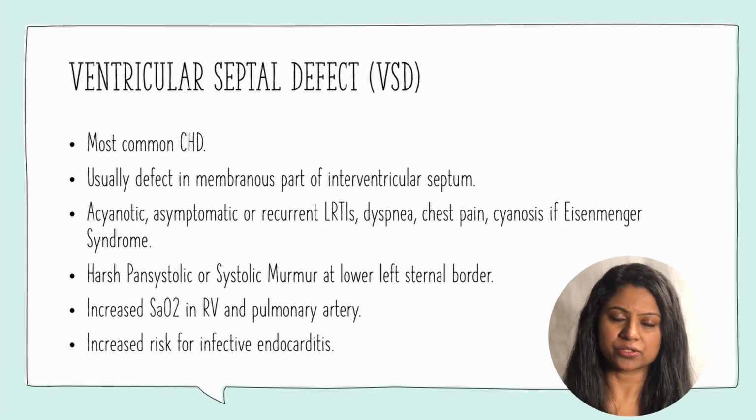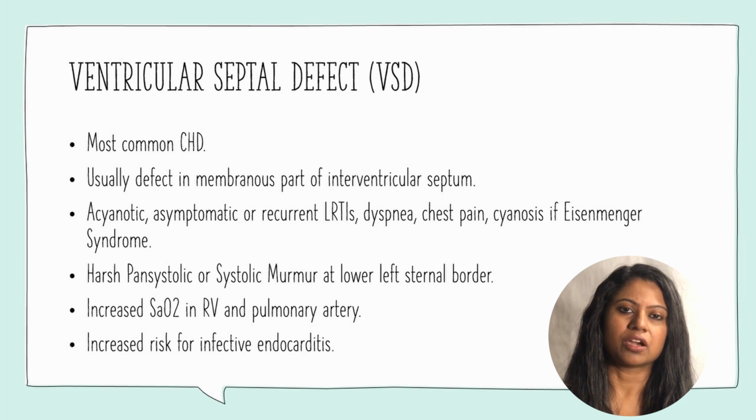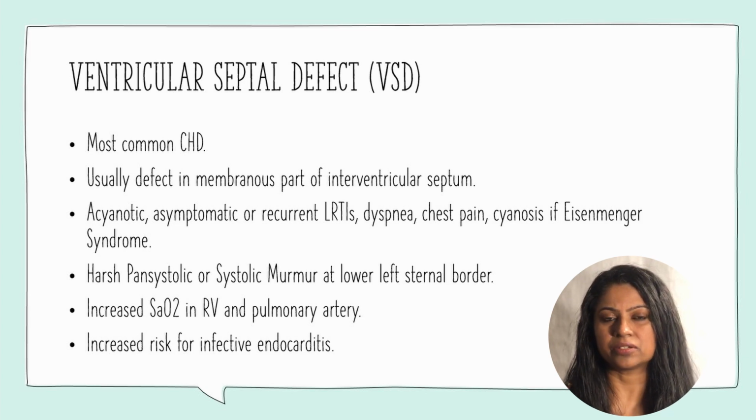Physical examination shows a harsh pansystolic or systolic murmur at the lower left sternal border. Cardiac catheterization is the gold standard for diagnosis, and it will show increased oxygen saturation in the right ventricle and in the pulmonary artery. There is an increased risk for infective endocarditis in all cases of VSD.